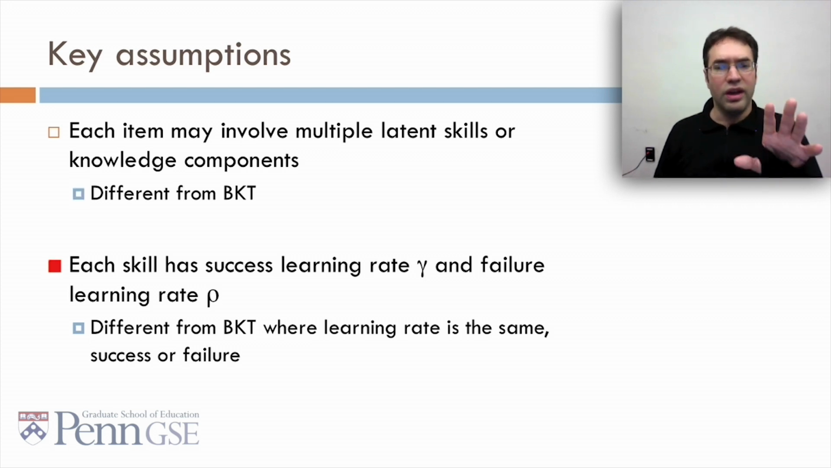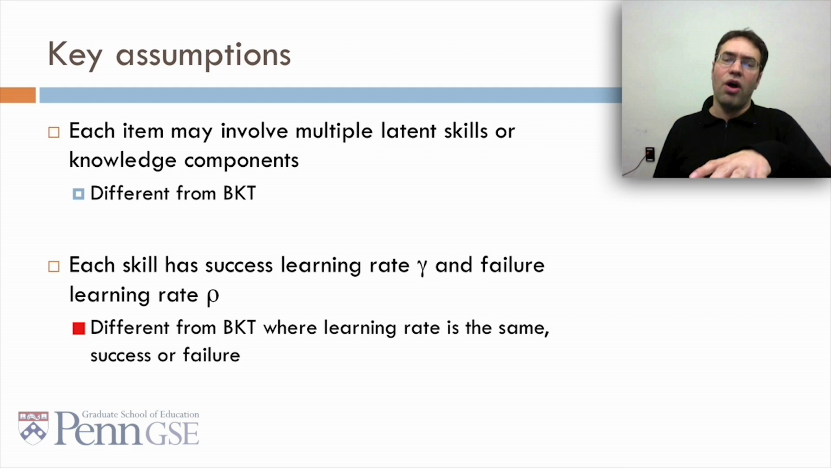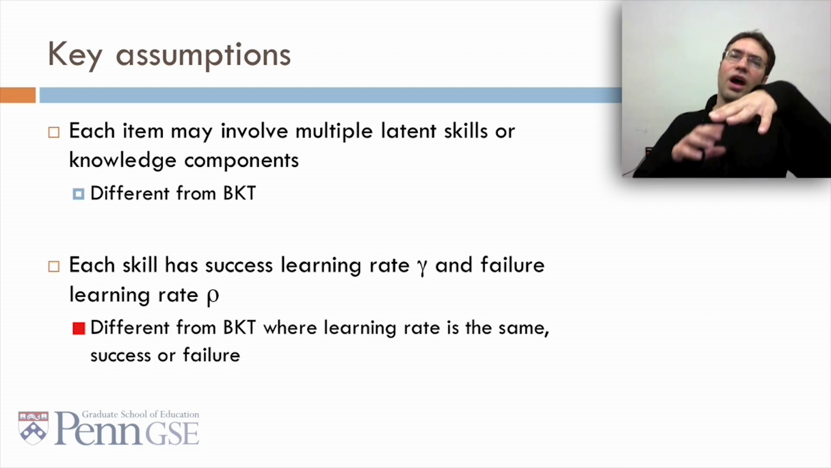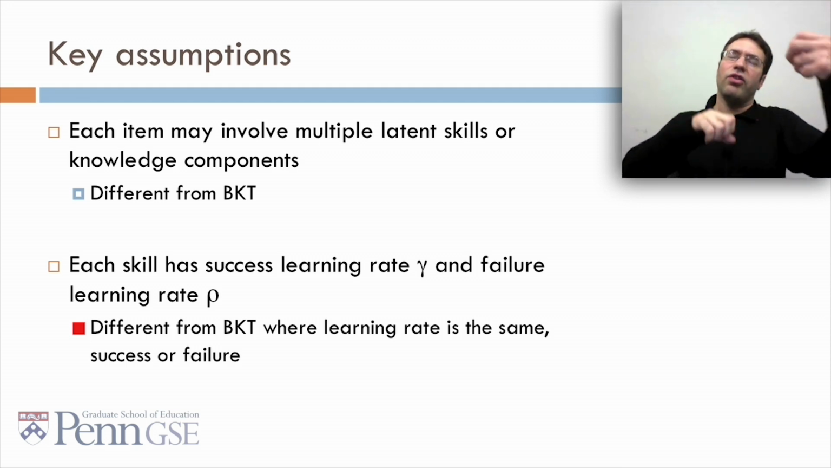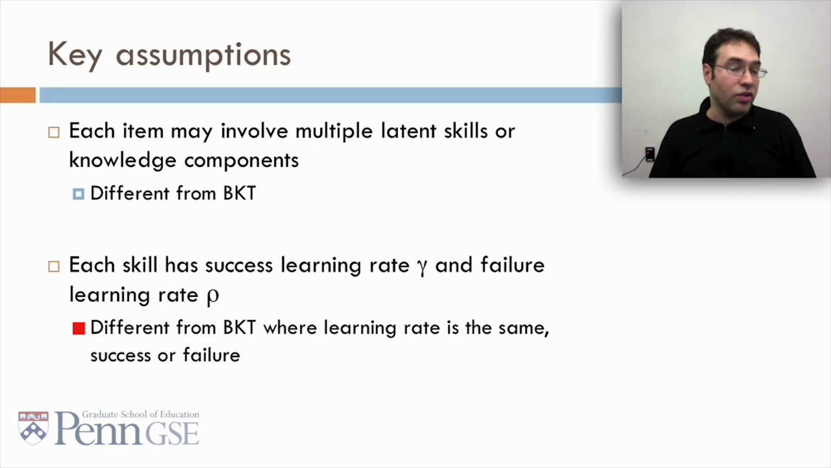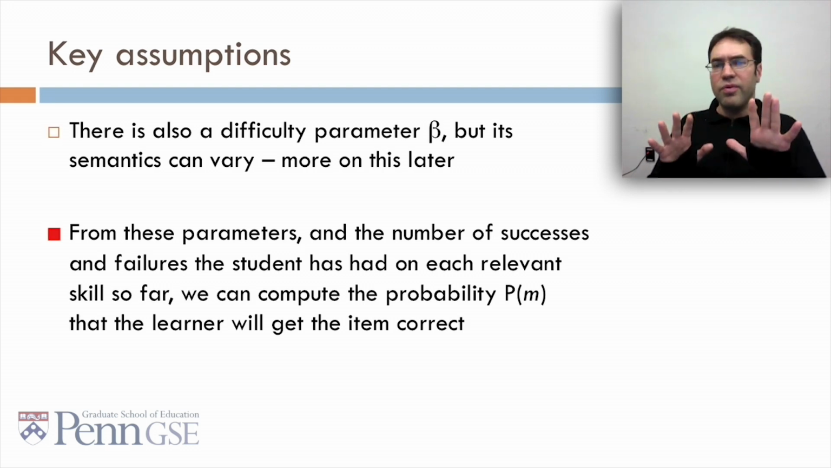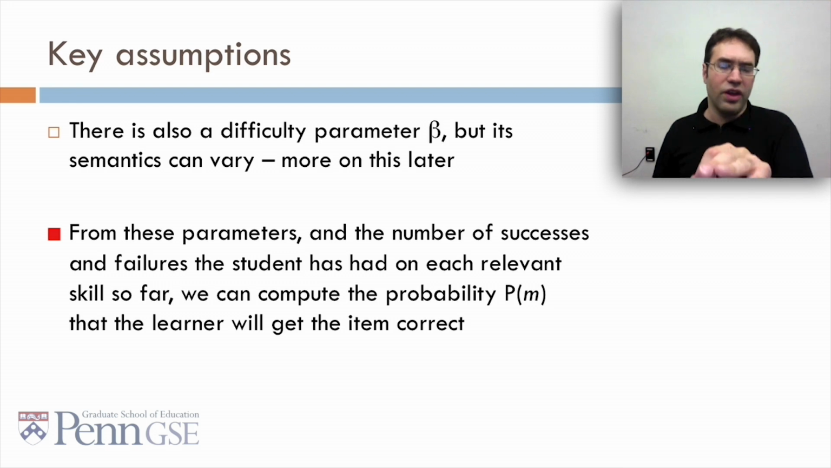Also in PFA, each skill has a success learning rate, gamma, and a failure learning rate, rho. And that's different from BKT, where the learning rate's the same, success or failure. In fact, these success and failure learning rates take into account not just learning, but also what it means that you've failed or succeeded. PFA also has a difficulty parameter beta, but its semantics can vary. More on this later.